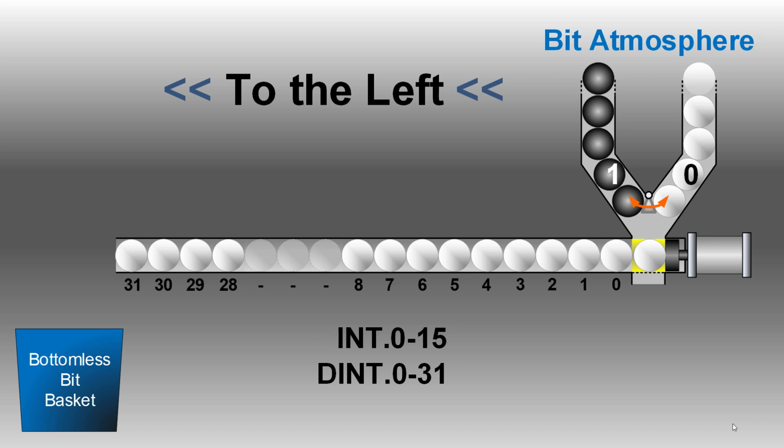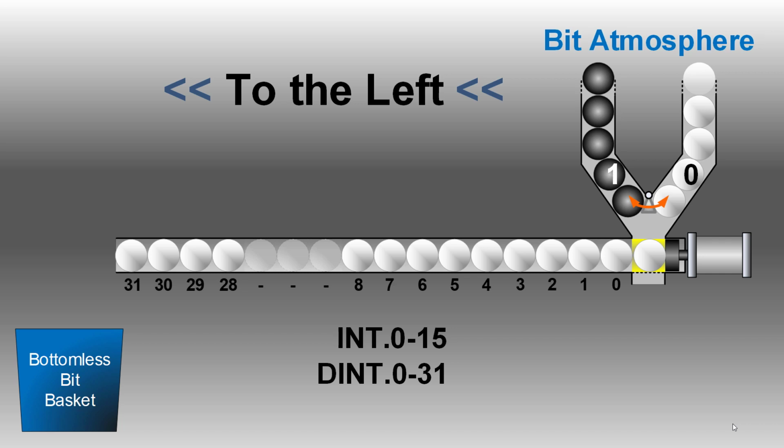So we've got a tube with ping pong balls in it. And notice that I show integer 0 through 15, double integer 0 through 31. It doesn't have to be an integer or a double integer. It could be a single integer. It could be a long integer. It's just a register. It's just a variable. And in this case, we're showing 0 through 31, but it could be 0 through 15.